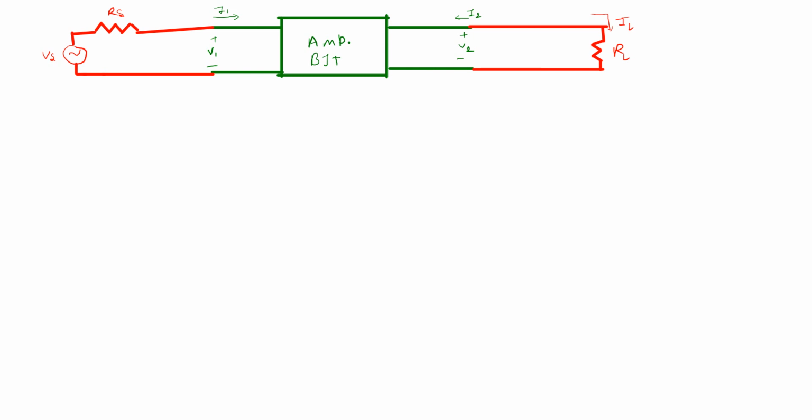The first thing we need to see is how much the internal impedance is. So we need to see from this side. I'll take the next color. So this is your input impedance, Ri. This Ri is the input internal impedance.